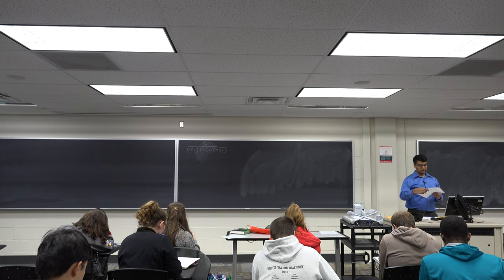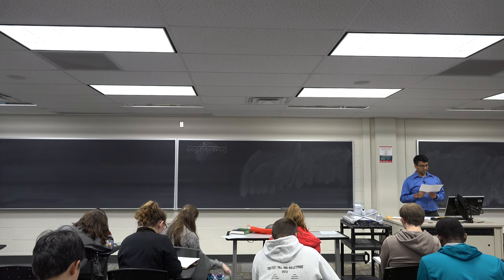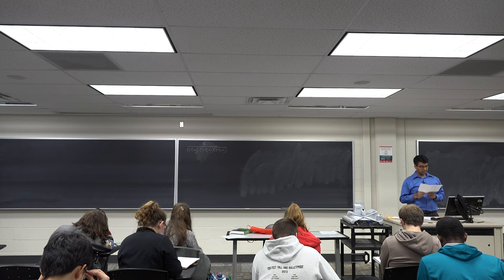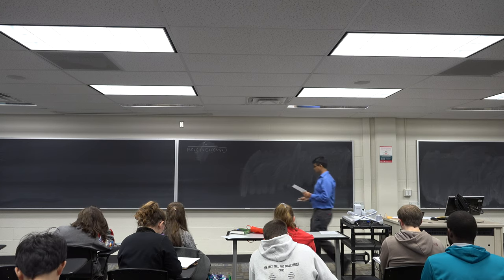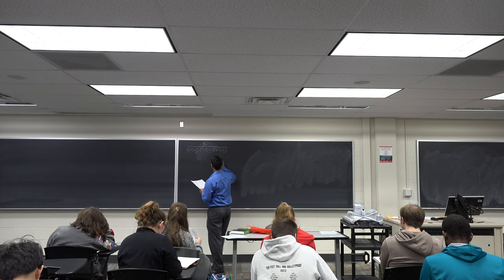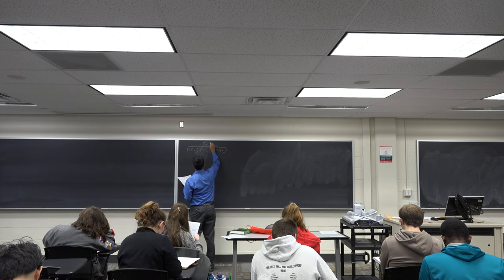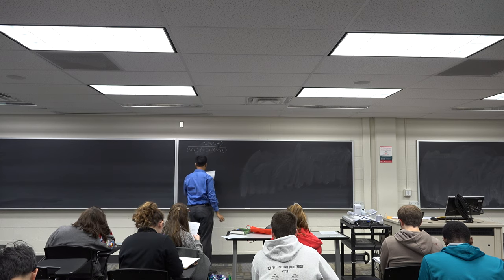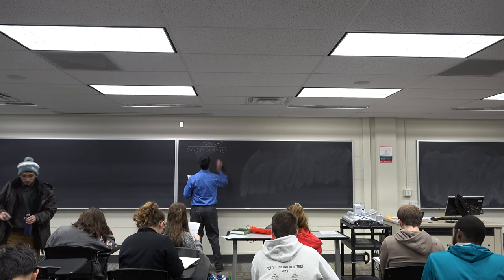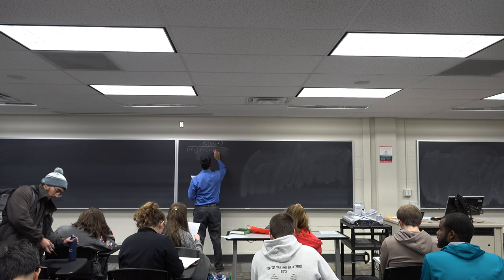Let's look at some other plots in the back. Oh, so this one is pretty cool. Let's look at number 7. So we have a zero in this case. And we have two poles.